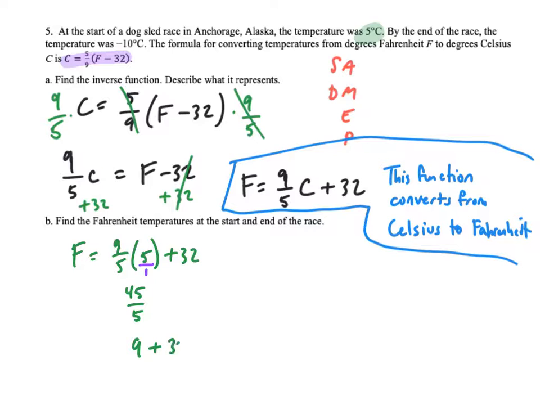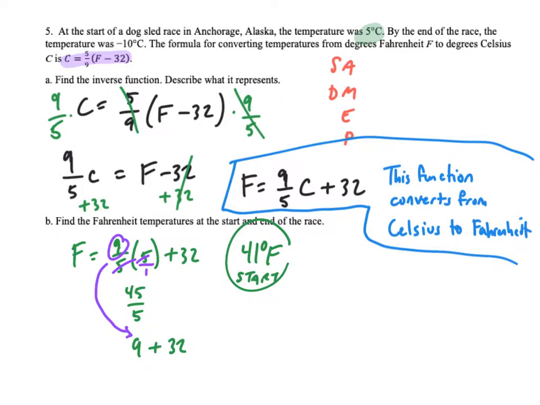So plus 32. If you notice what happened there, if we look at where we started, 9/5 times 5, the 5s end up just canceling. We're left with just the 9. So when it's 5 centigrade out, that would be equal to 41 degrees Fahrenheit. And that would be the start temperature.